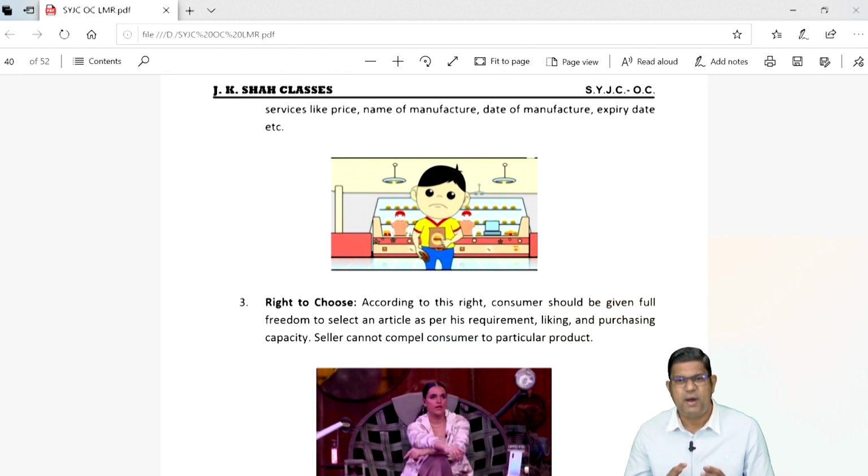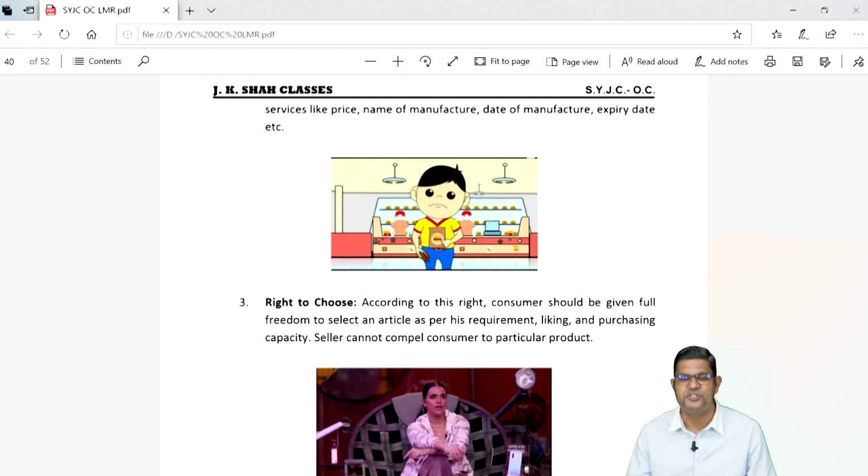Now, in a market, there are n number of products available. ऐसा कोई प्रोडक्ट नहीं है कि जिसका कोई सब्स्टिट्यूट ही नहीं है. You have a wide variety of goods. Now, a businessman cannot compel a particular customer to buy a particular product of a particular brand. नहीं, कंज्यूमर को पूरा आजादी है. उसको जो चाहिए वो ब्रांड, वो प्रोडक्ट, वो वैरायटी, वो कमोडिटी खरीद सकता है.